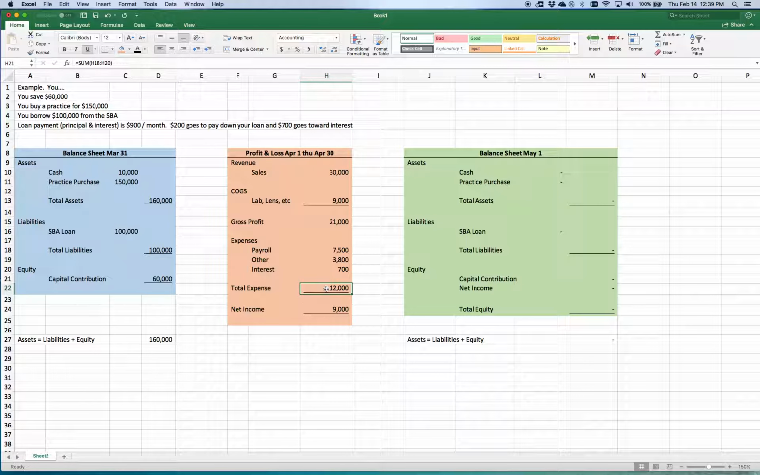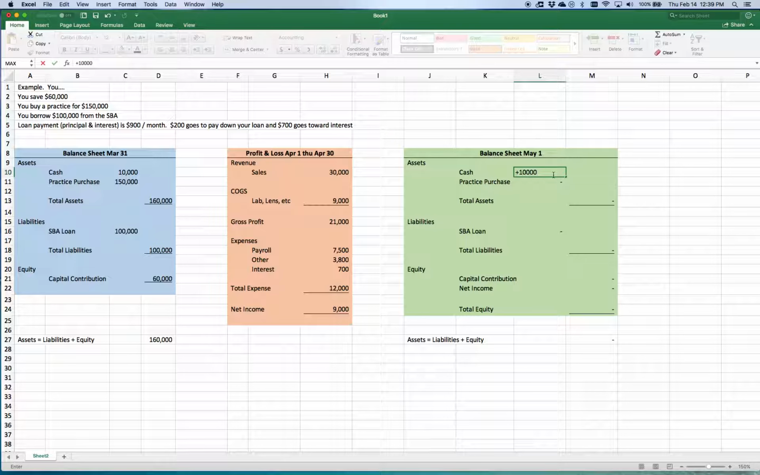You can see that we have total expenses of $12,000. Our gross profit minus our total expenses is $9,000. Pretty simple. So now let's come to May 1st. What does our balance sheet look like? Well, we know that we have $10,000 in cash. I'm going to do some formulas here. However, we paid $900 toward the loan for the SBA. We've already recorded $700 of that right here on the profit and loss, so the other $200 needs to come out of cash.